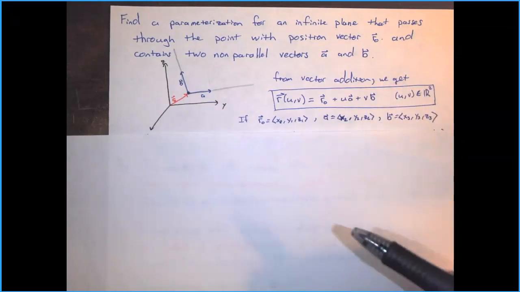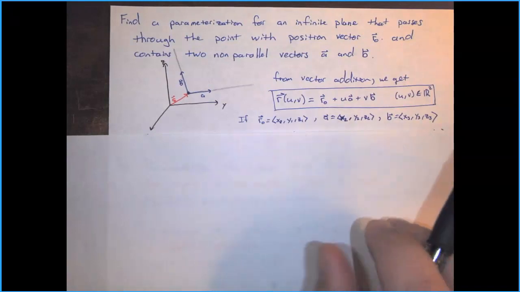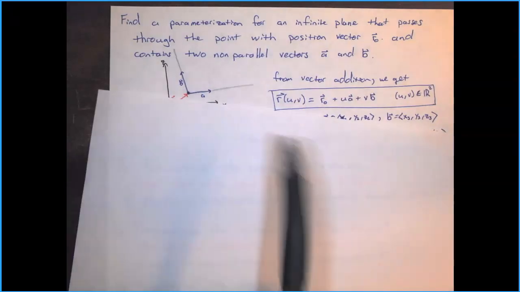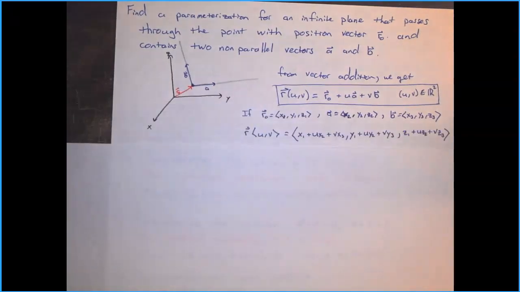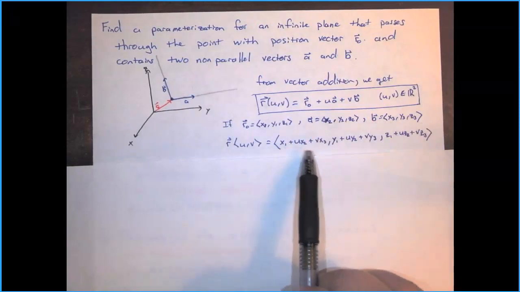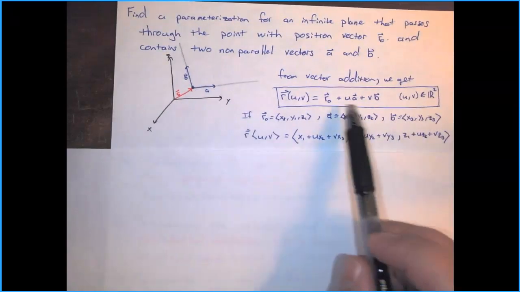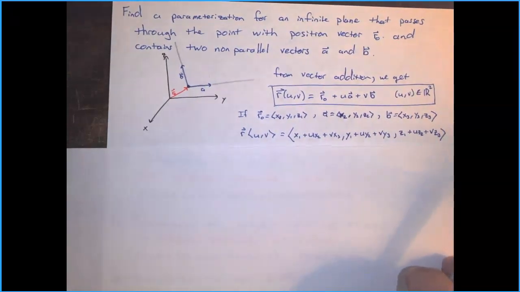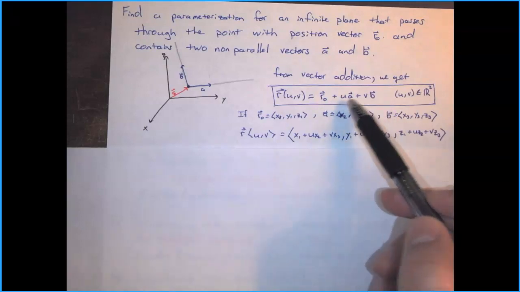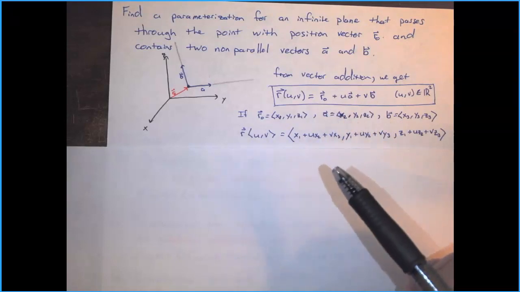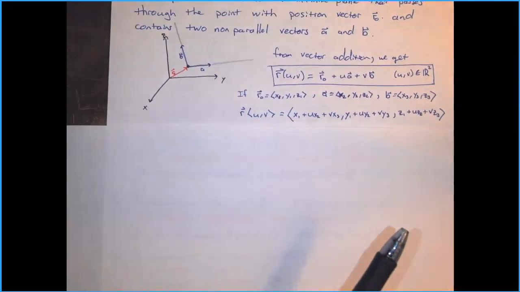Next, I'm not sure how useful this is. I just wrote out the components of these vectors. So r0 is just going to be the coordinates of the point that we know, the fixed point. And then I just gave similar values to a and b and wrote out what the parameterization would be just by adding all of these things together. But the idea is that we start at a fixed point in the plane. If we know two vectors in the plane, we can add multiples of the two vectors to move to any point in the plane. So we can reach any possible point.